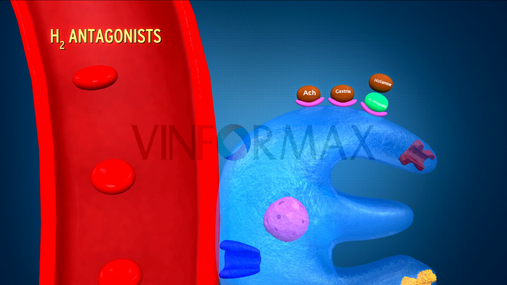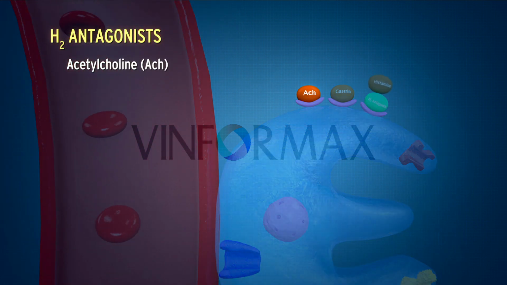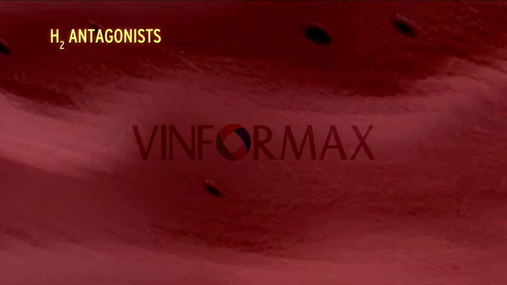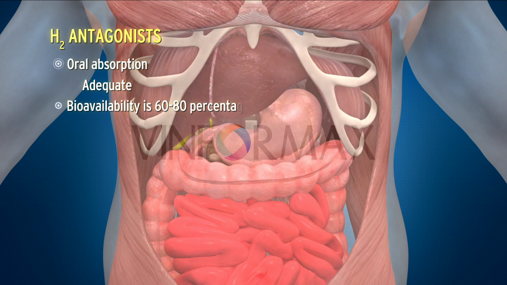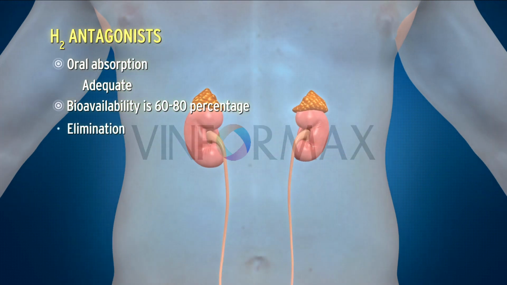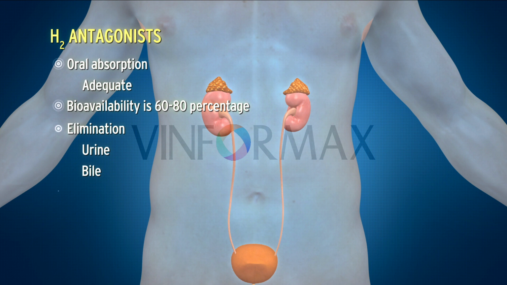It causes marked inhibition of pepsin content and gastric secretion by reducing secretory responses to all other stimuli like acetylcholine, gastrin, insulin, alcohol. Oral absorption of cimetidine is adequate. Bioavailability is 60 to 80% due to first-pass hepatic metabolism. Elimination is through urine and bile, and elimination half-life is 2 to 3 hours.